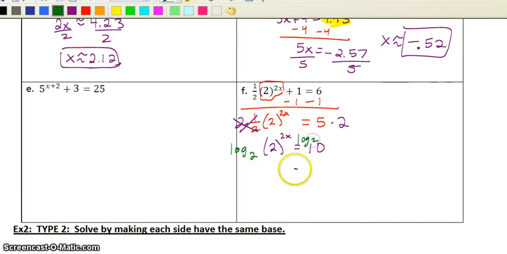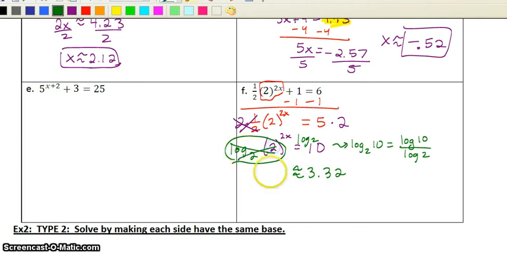And remember, in your calculator, if I'm trying to figure out what log base 2 of 10 is, I'm typing in log of the top divided by log of the bottom. So when I typed that in, I ended up getting 3.32. On the left side, the log base 2 and the 2 cancel each other. I'm left with 2x, and so divide by 2, and I get x is approximately 1.66.